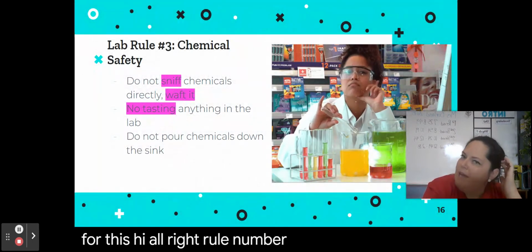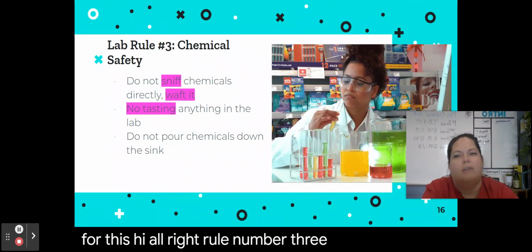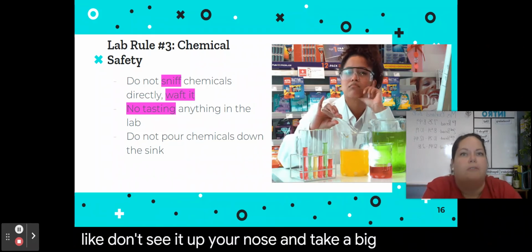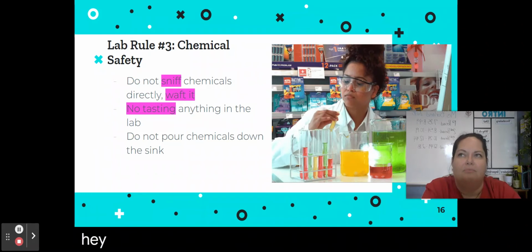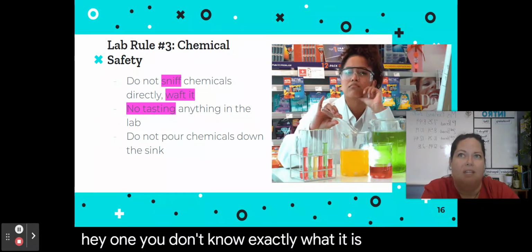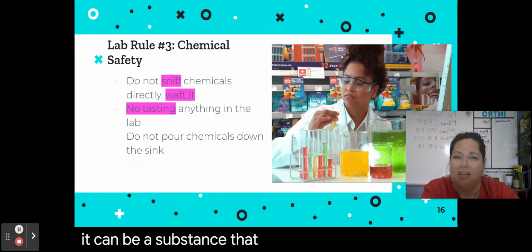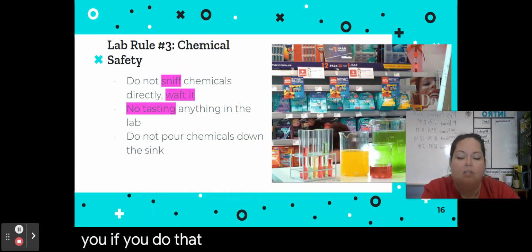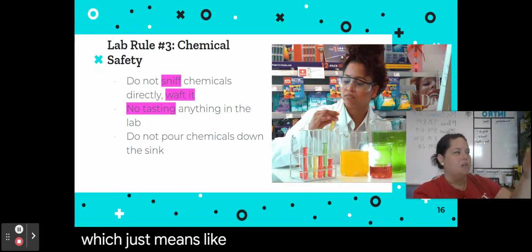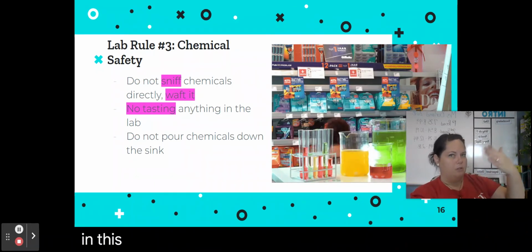All right, rule number three, chemical safety. Please don't sniff chemicals directly. Like, don't stick it up to your nose and take a big old whiff of it. One, you don't know exactly what it is. Sometimes it can be a substance that is going to be harmful to you if you do that. So if you do want to smell something, it is recommended that you waft it, which just means you turn it and move your hand in this weird way.